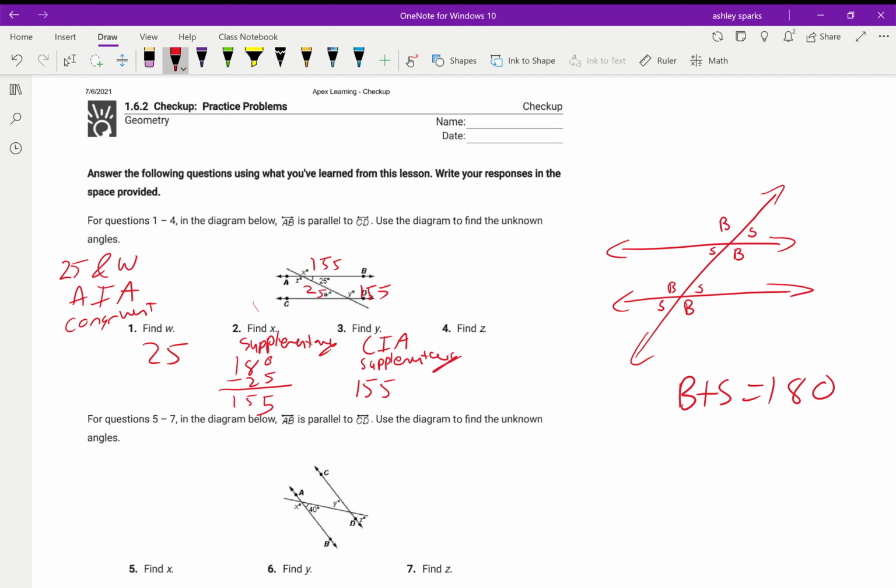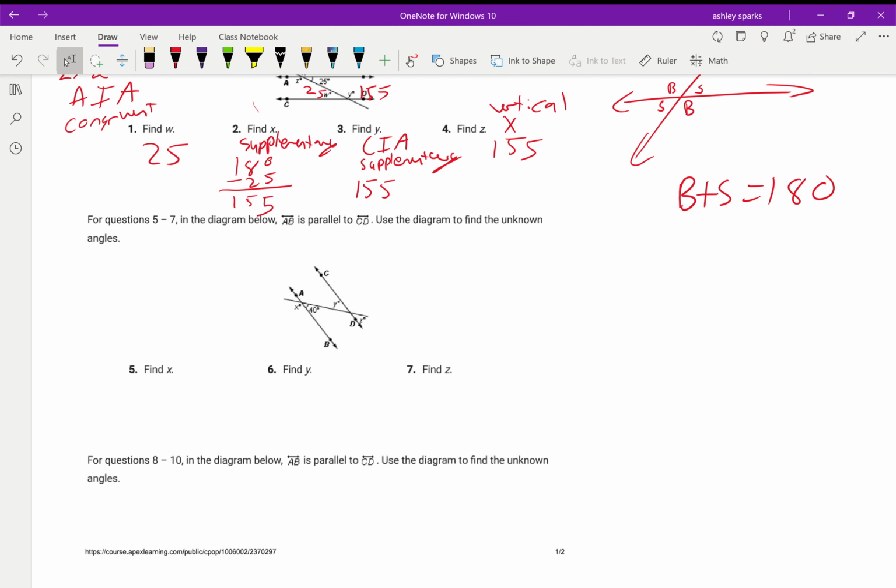And finally Z, looking at Z visually, guess what? It's a big angle, which means it should be that 155. Another reason you know it's 155 is because it is vertical to X. So those vertical angles we've done previously, they come back into play here. So that means that Z and X should be the same size because they are vertical angles.